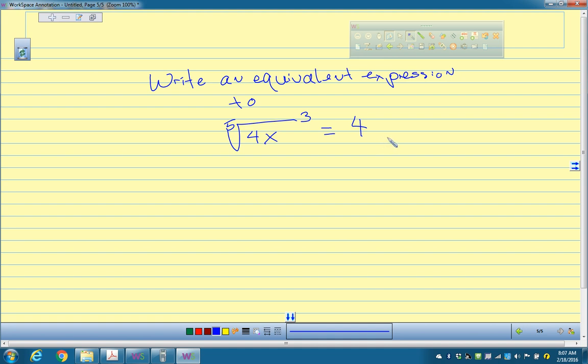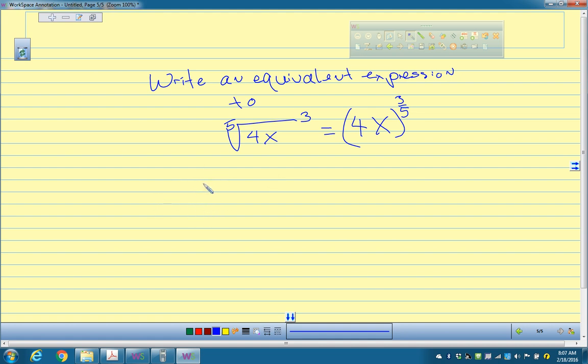Go ahead, Adam. It's 4x in parentheses, raised to the 3/5. Perfect. Raised to the 3/5 power, right? Because this says cube it, and this says take the 5th root of it, so I could just rewrite it like that. Okay, so you're going to try one.